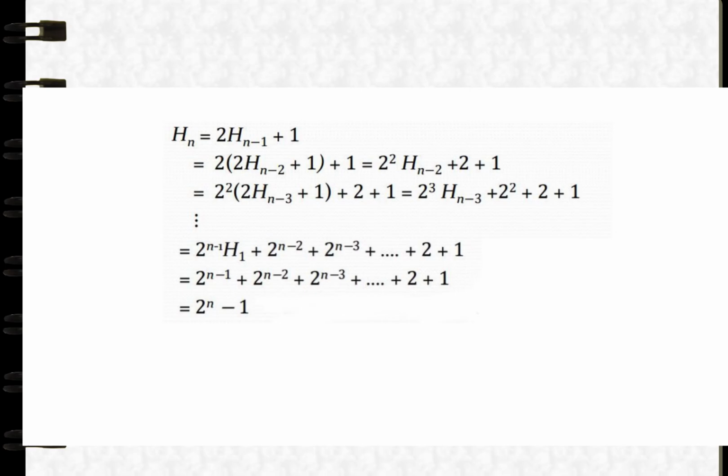In the next to last equality, the initial condition H_1 equals 1 has been used. This is because only 1 move is needed to transfer 1 disk. The last equality is based on the formula for the sum of the terms of a geometric series. So the final answer, 2^n minus 1, is found as the closed formula.